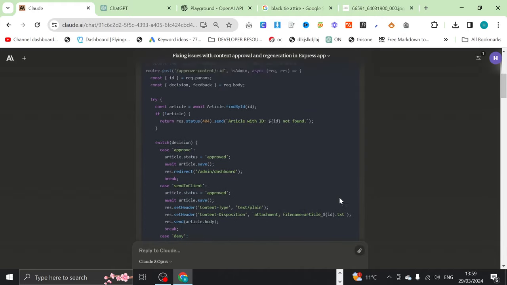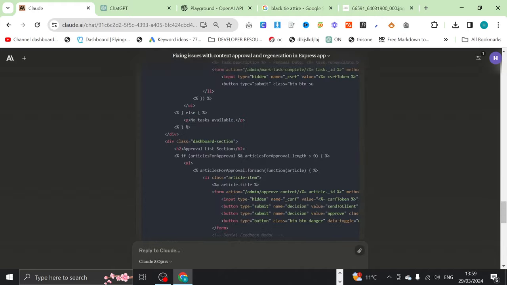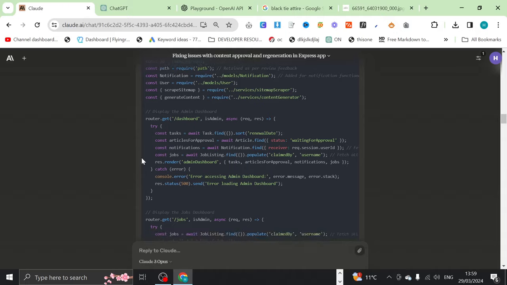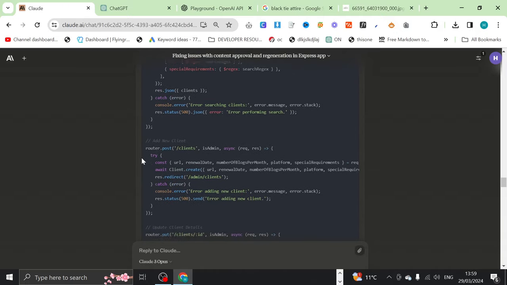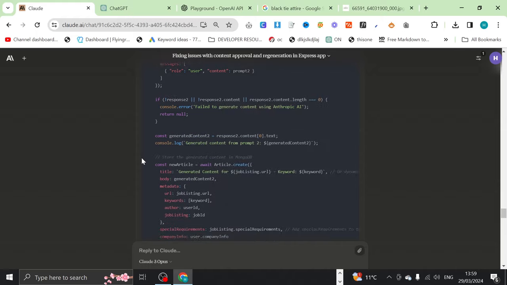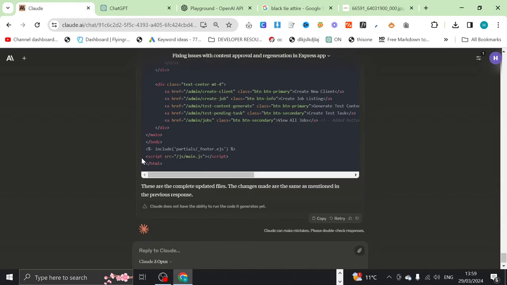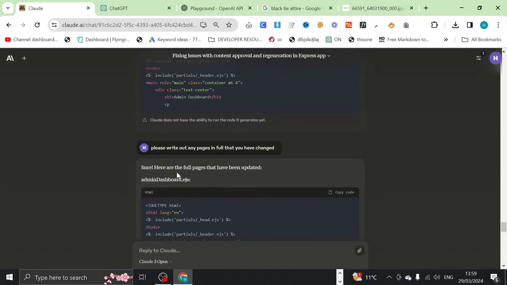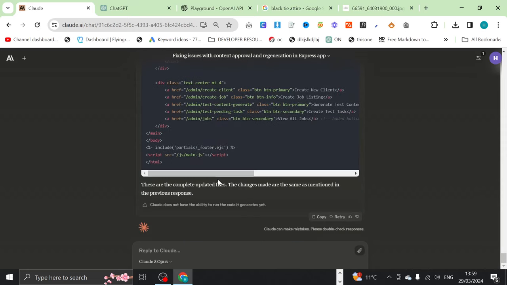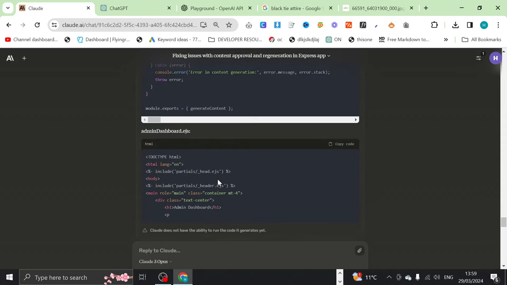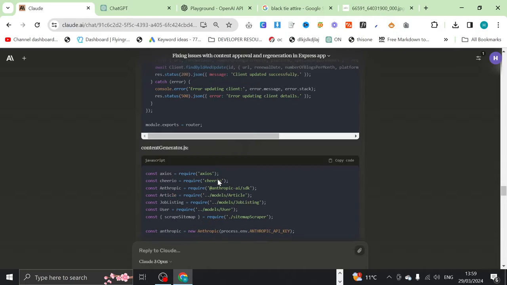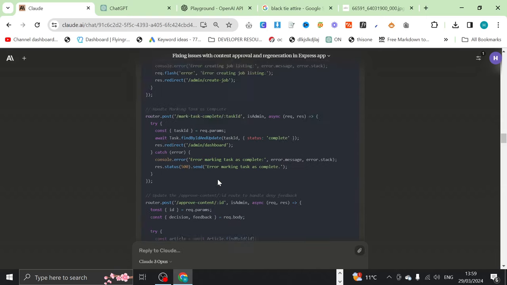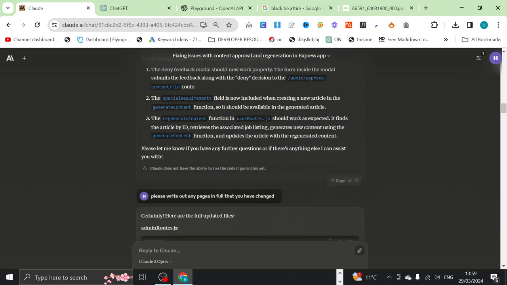Let's see how it's doing. So you can see here what it's done is it's written out the entire admin dashboard, the entire admin route, and the entire content generator .js. That is such a big difference. It's so important because I cannot code. I can't be bothered coding. So I actually need this kind of content. I need it to be fully written out because I can't code.